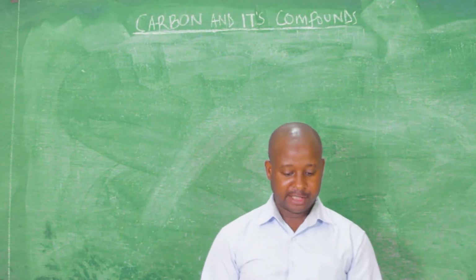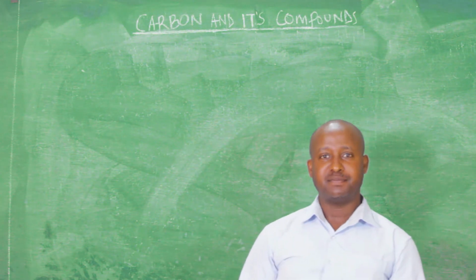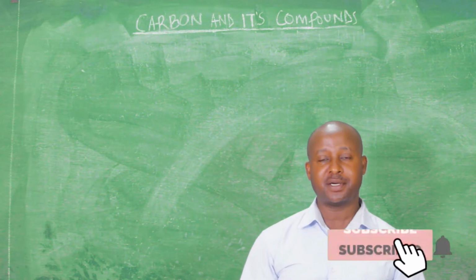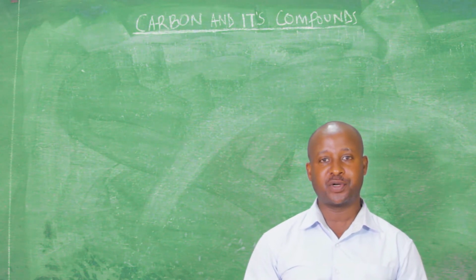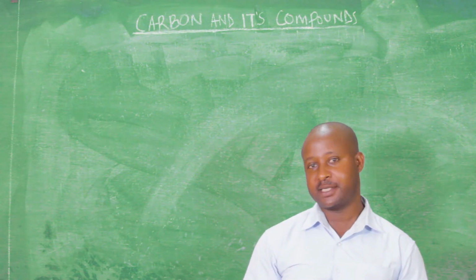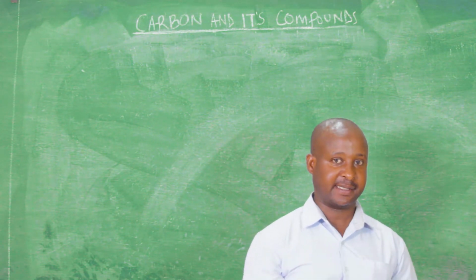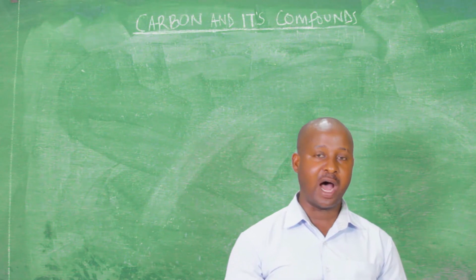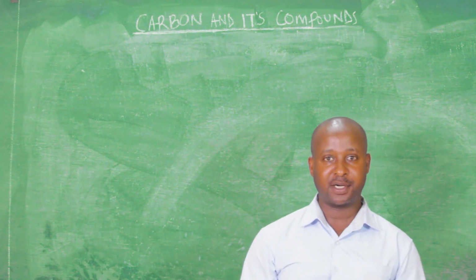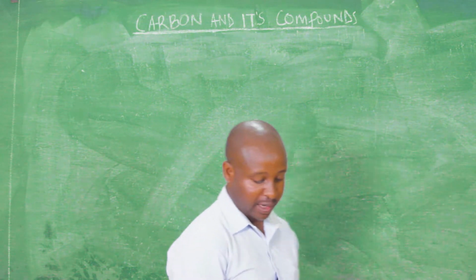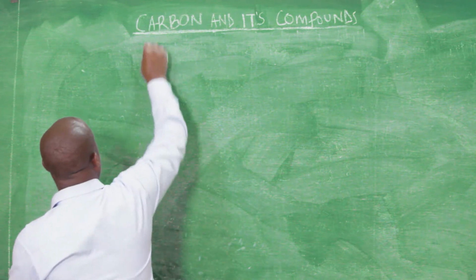Now, let's look at the properties of carbon. Before we look at the properties of carbon, let's first discover the electronic configuration of carbon. In other words, let's look at the electronic configuration of carbon, and then it will guide us on how the properties of carbon can be looked into.